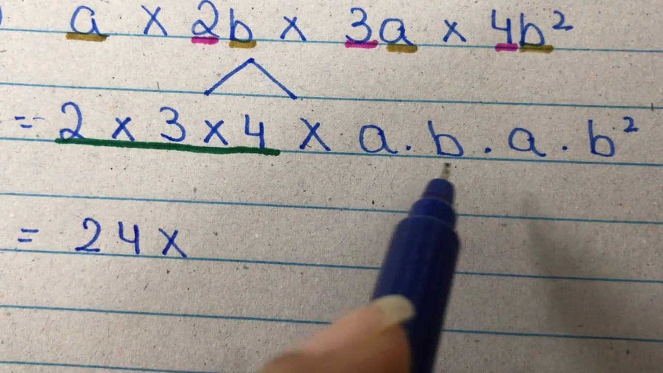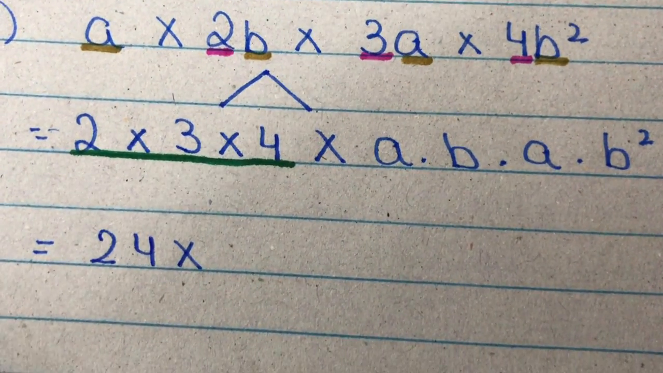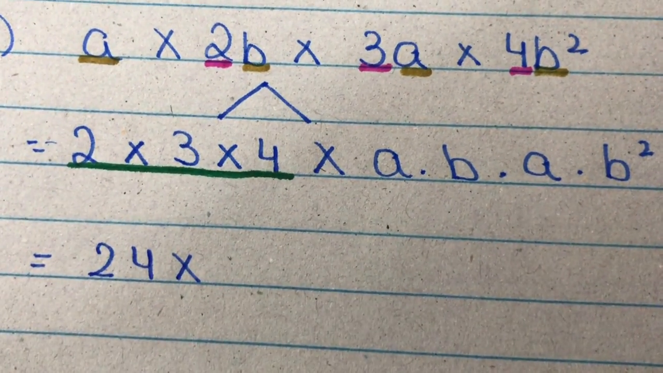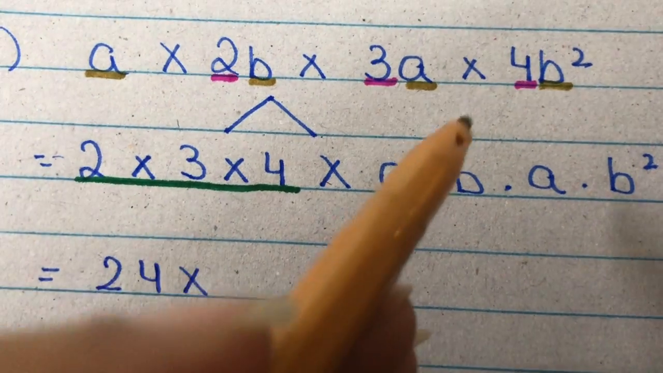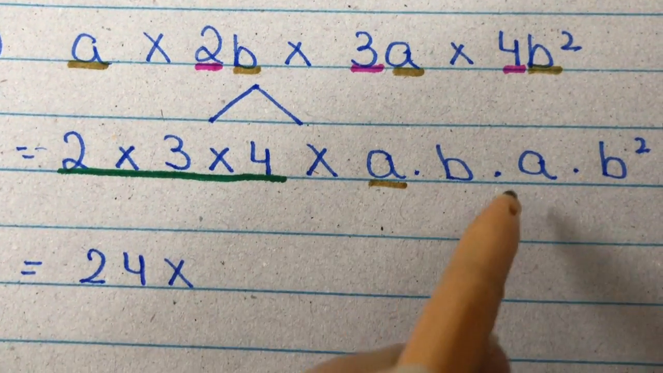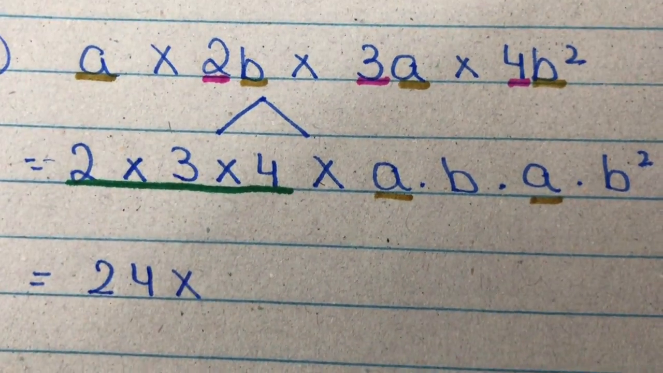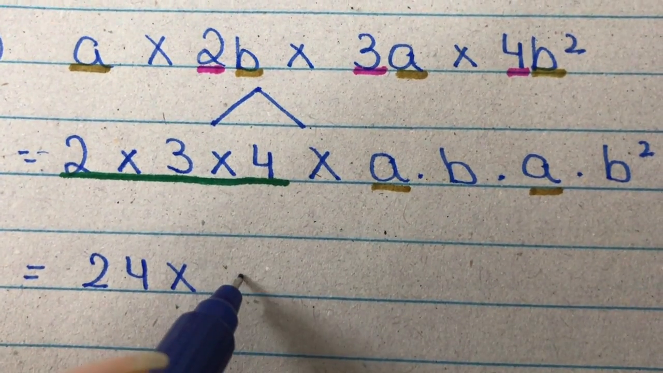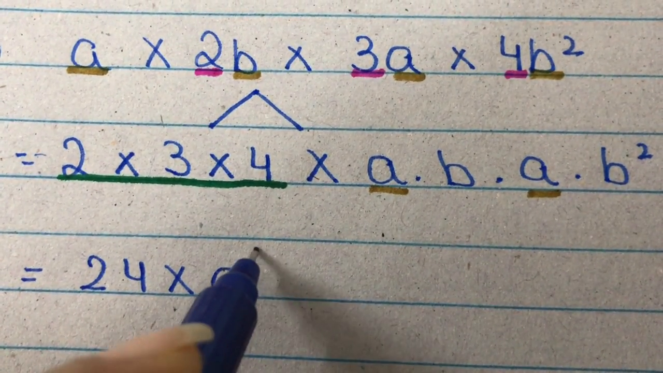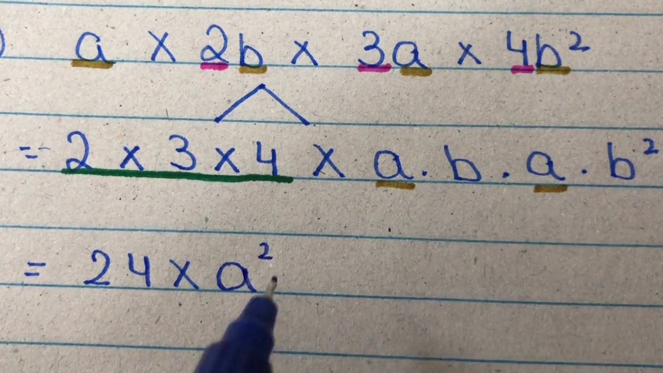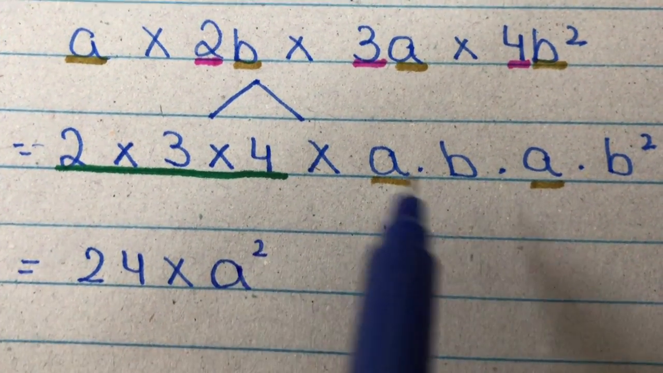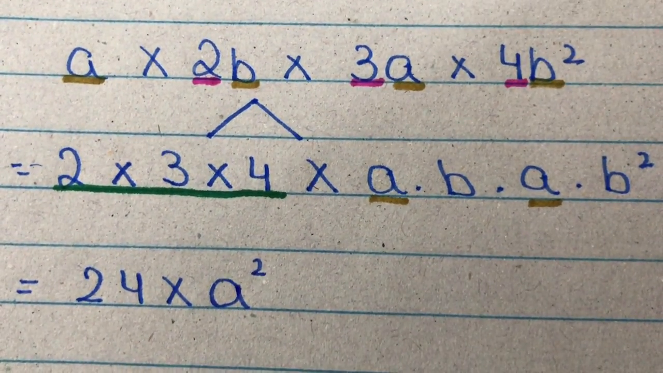Now how many A's are there? Now this is the time you underline and see how many A's are there. There are 2 A's, right? So it's going to become A squared. A is being multiplied 2 times. A squared. Now how many B's are there?